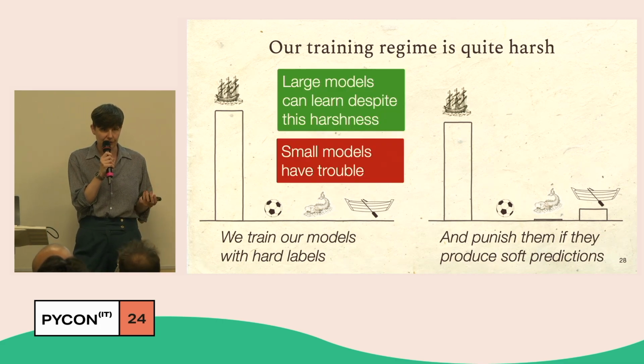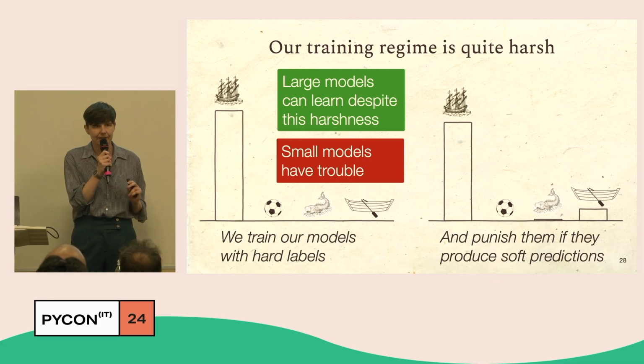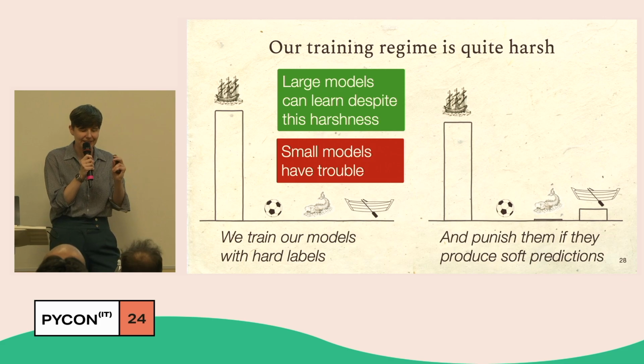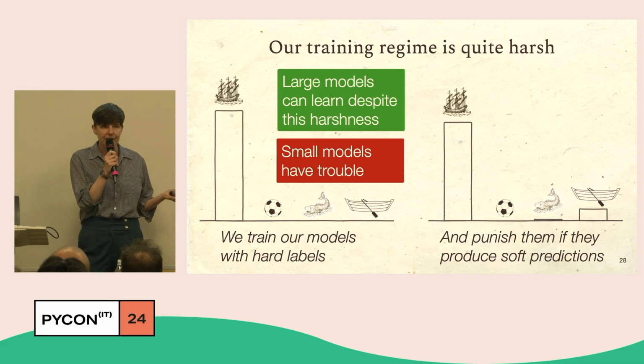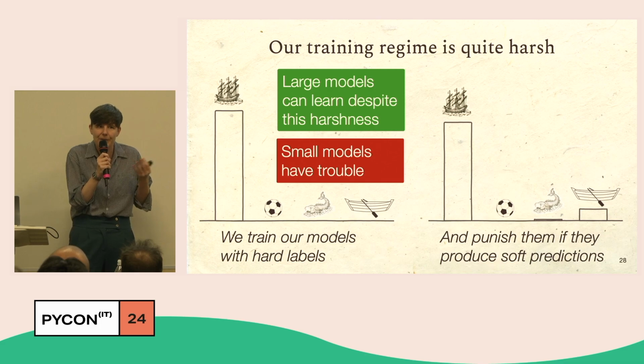So it turns out that large language models can learn despite this harshness that we are putting them through. But small models, they sometimes struggle. Why that is the case, we don't really know yet. This is an area of active research, and I just hope that I can convey to you some intuition of what is going on here.